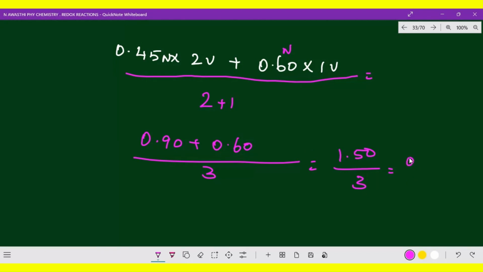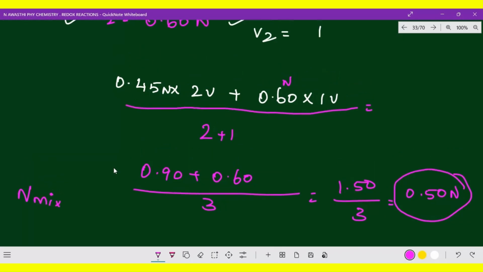Here, 0.50 N. So this is the answer. So the normality obtained for the solution is 0.50 N. So this is normality mix. I hope you got the clarity.